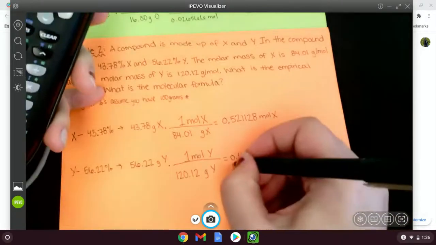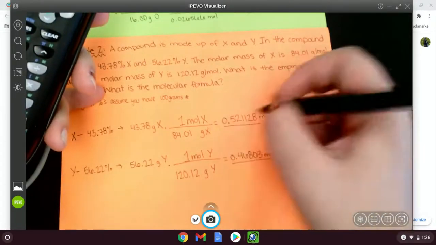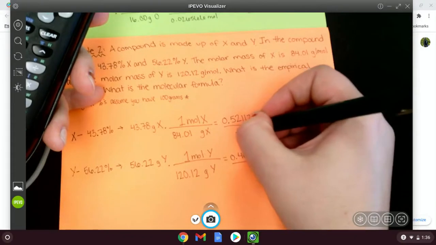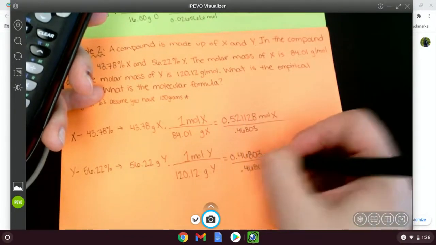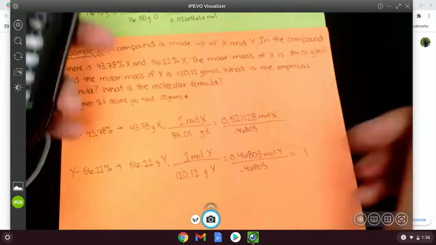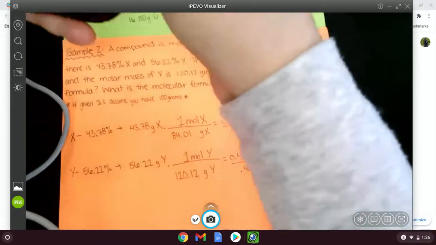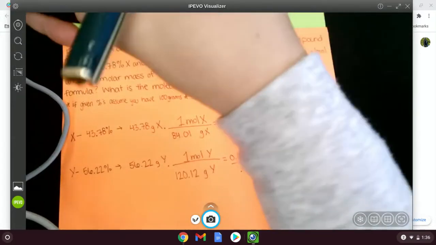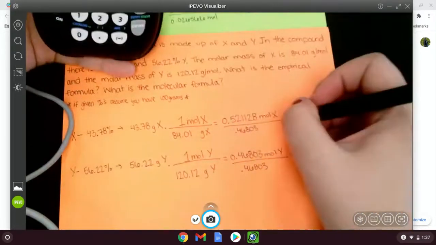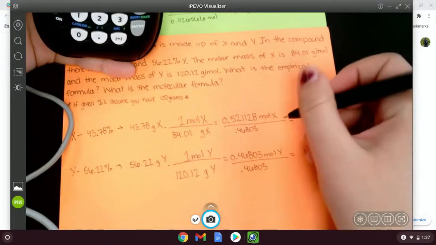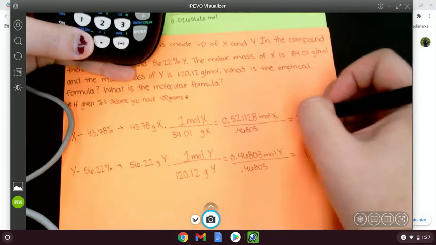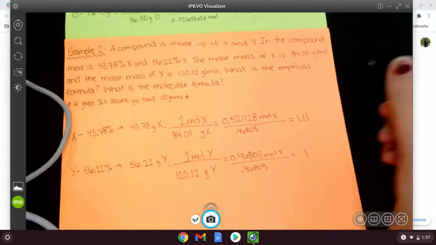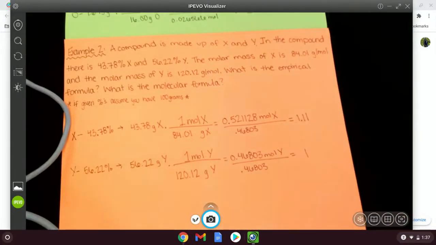So comparing these two numbers, this one is smaller. So we're going to divide both numbers by our 0.46803. Anything divided by itself is 1, and 0.521128 divided by 0.46803 is 1.11.